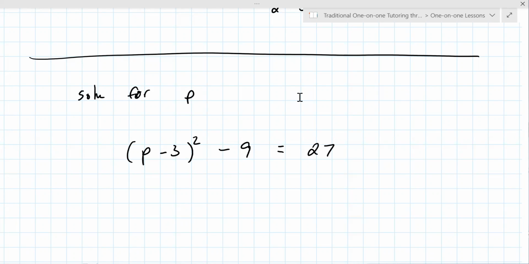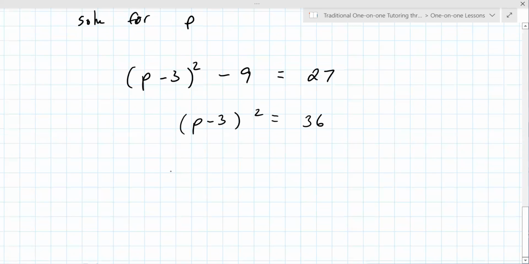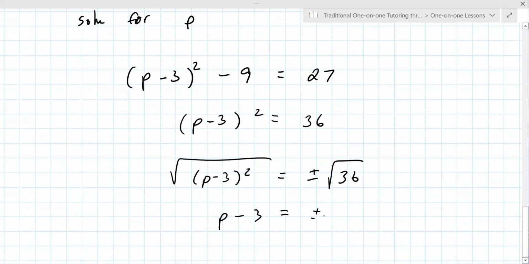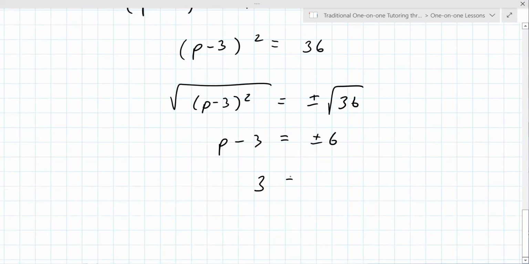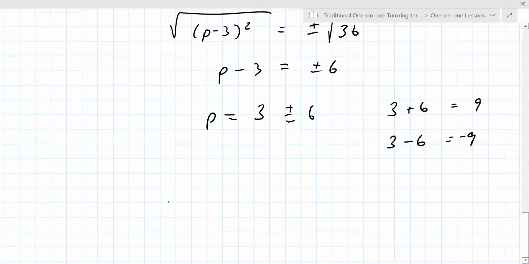So it would be 9 and negative 3. Yeah, that sounds right. Let me just work it out here. P minus 3 squared equals 36. Then you take the square root of both sides: plus or minus square root of 36. So P minus 3 equals plus or minus 6. 3 plus or minus 6 is your P. So like you said, 3 plus 6, 3 minus 6. And you do have to write them out separately when you actually have them like that.